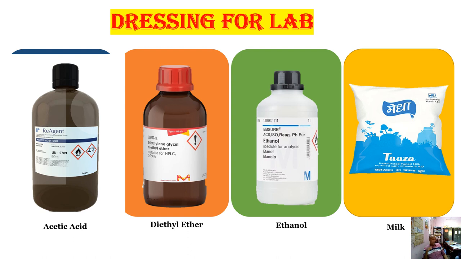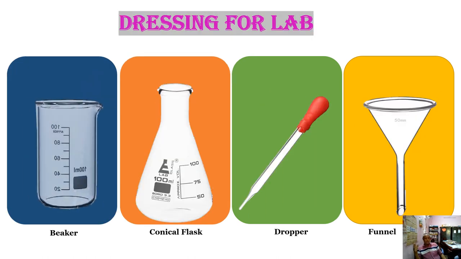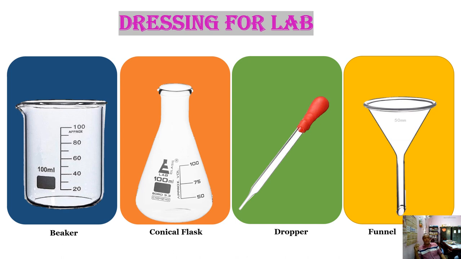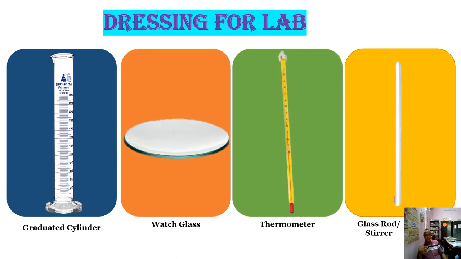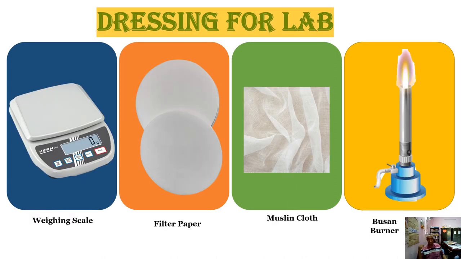What are the chemicals we use in the present investigation? Number one is acetic acid. Number two is diethyl ether. These are the chemicals. Reagents: acetic acid, diethyl ether, ethanol, Mega or Sudha milk. Apparatus: beaker, conical flask, dropper, funnel, graduated cylinder, thermometer, glassware, weighing machine or weighing scale, filter paper, muslin cloth and Bunsen burner to heat the milk.